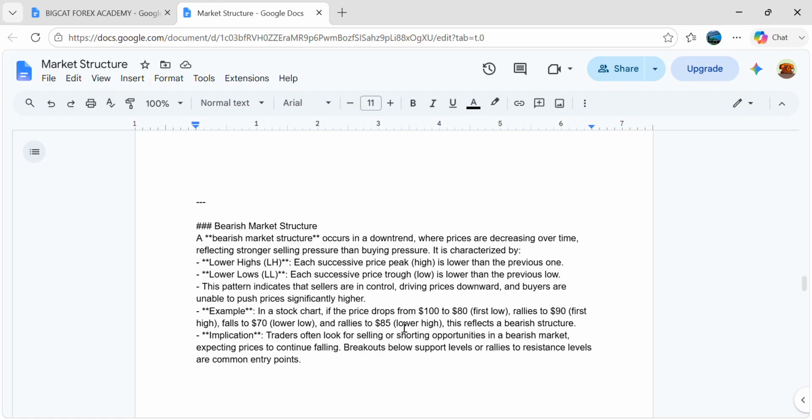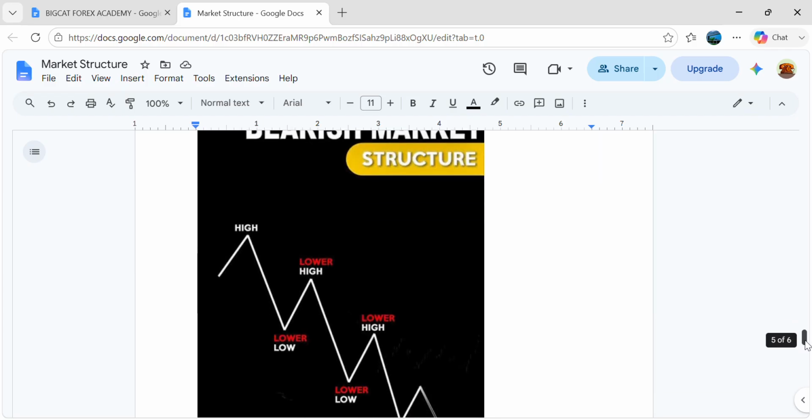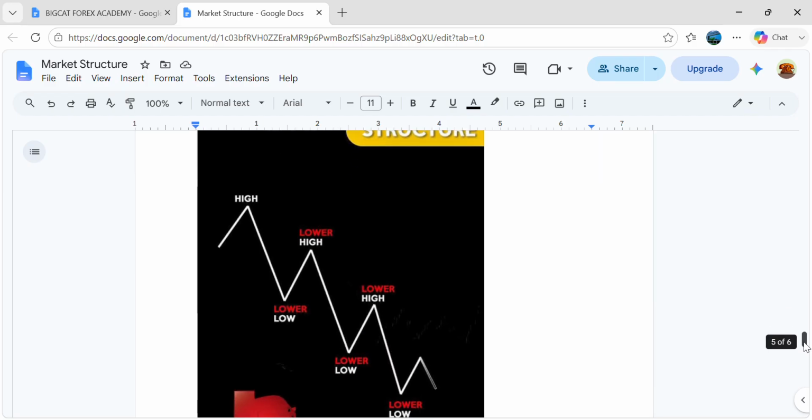Implications are traders often look for selling or short opportunities in a bearish market, expecting price to continue falling. Breakouts below support level, or rallies to resistance level are common entry points. You see the diagram example of the bearish market structure is giving you a high, lower low, lower high, lower low, lower high, lower low. It's breaking new positions downwards.